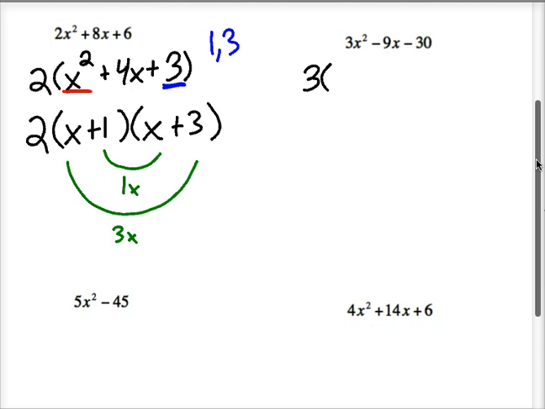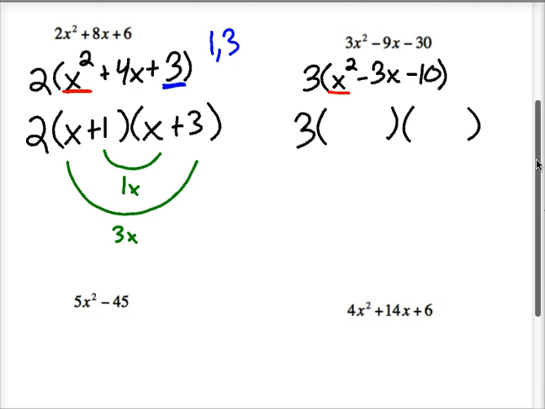So 3 divided by 3 is just 1, so I just have a 1x squared. -9 divided by 3 is -3, so it leaves me just a -3x. -30 divided by 3 leaves me with a -10. Now again, by pulling out that 3, my job of splitting it up into my 2 parentheses is that much easier.